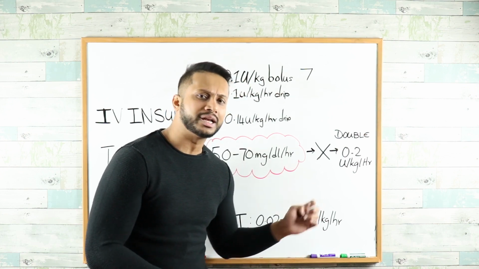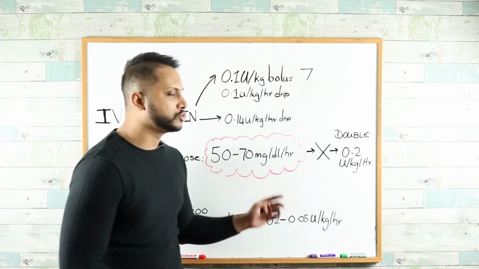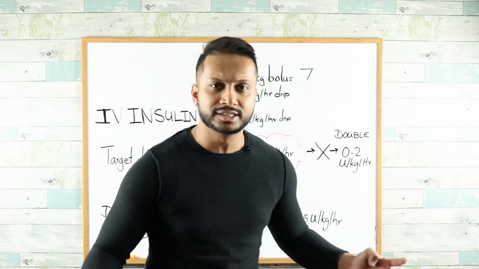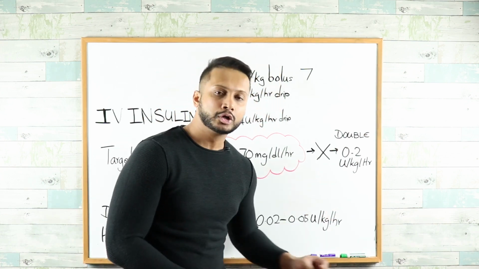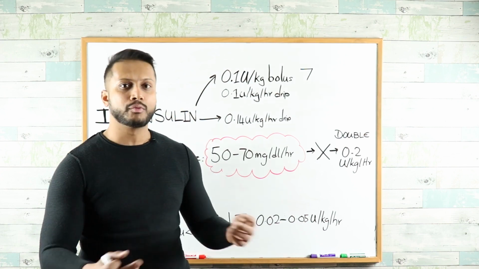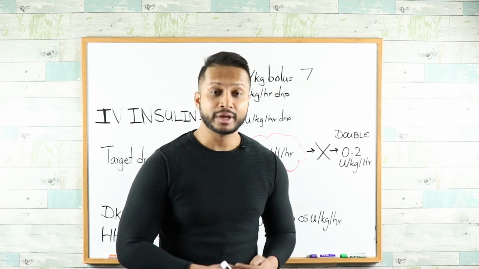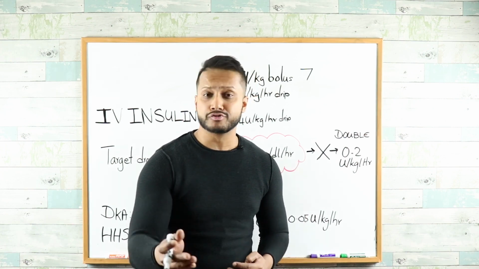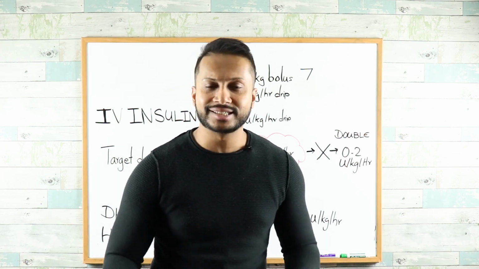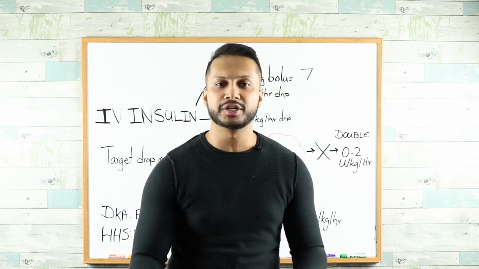What if you did not hit this mark? What if you did not drop by 50 to 70? Well, it's simple. Go up on your insulin drip. Go to 0.2. And after one more hour, if it doesn't improve, go to 0.3 and then 0.4. You can keep going up until you get your desired drop in your blood glucose level. So that's it. Your insulin drip rate is pretty straightforward, guys.